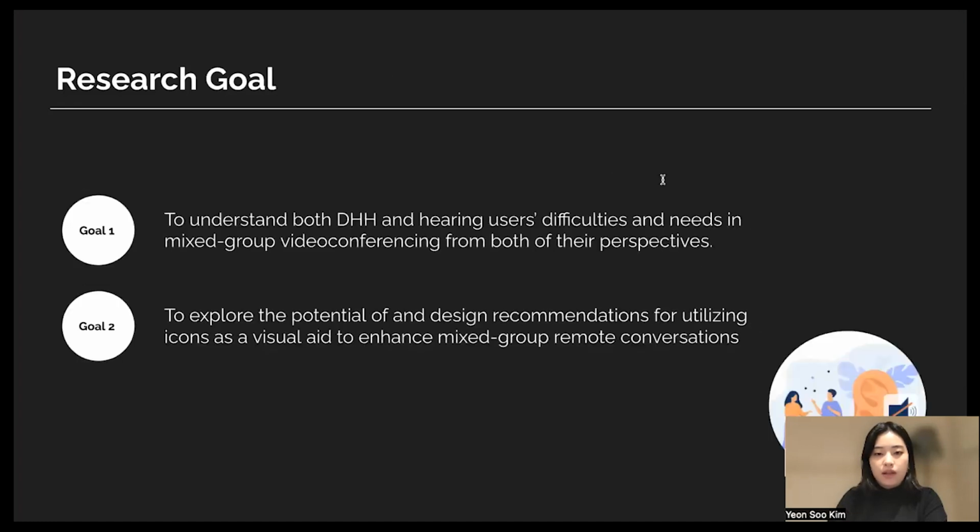We aim to meet the following research goals. First, to understand both DHH and hearing users' difficulties and needs in mixed-group video conferencing from both of their perspectives. Second, to explore the potential of and design recommendations for utilizing icons as a visual aid to enhance mixed-group remote conversations.